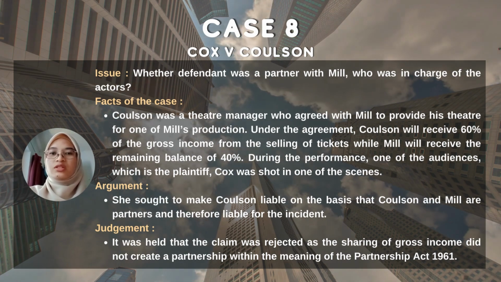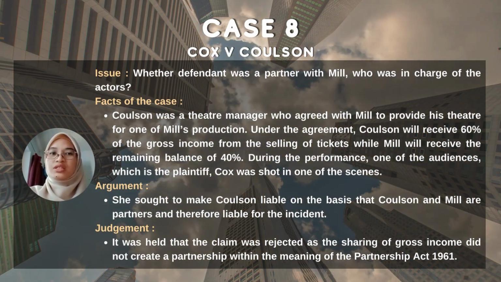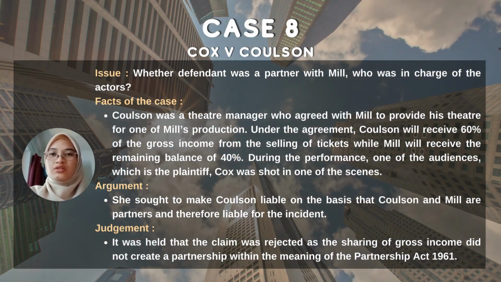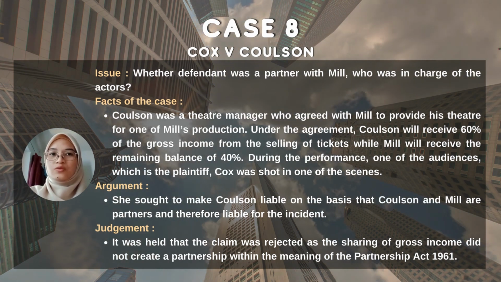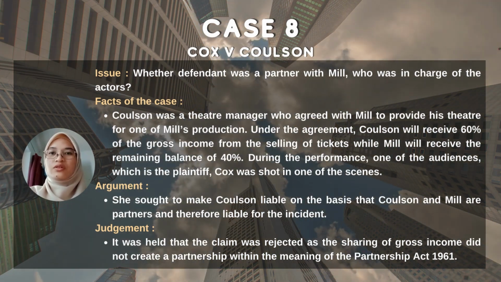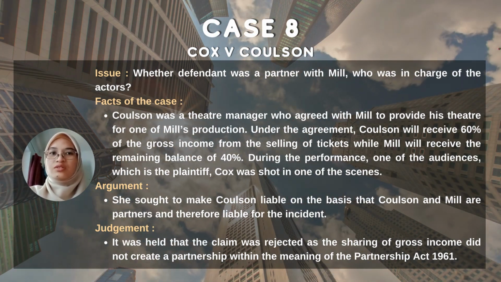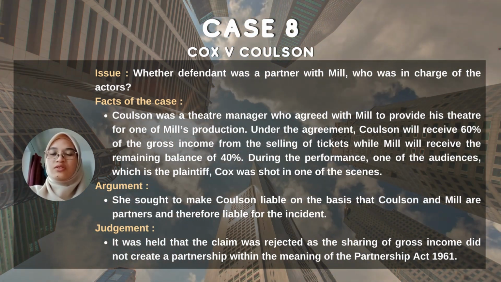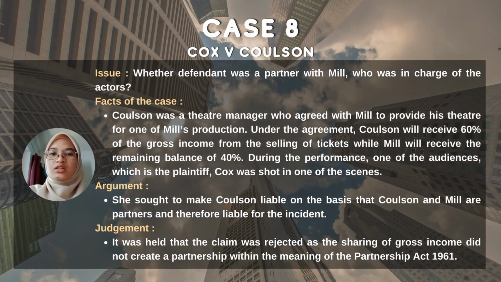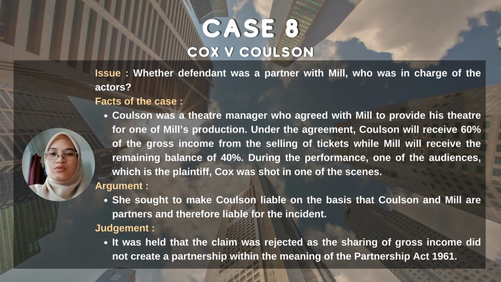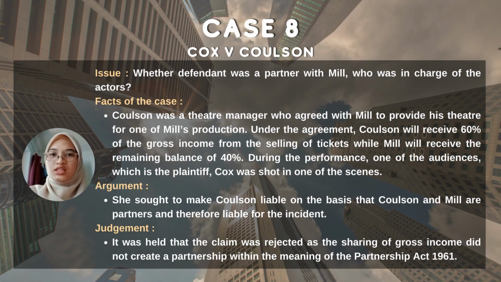The issue is whether the defendant was a partner with Mill, who was in charge of the actors. Coulson was the theatre manager who agreed with Mill to provide his theatre for one of Mill's productions. Under the agreement, Coulson will receive 60% of the gross income from the selling of the tickets, while Mill will get the other 40% from the sales of the tickets.